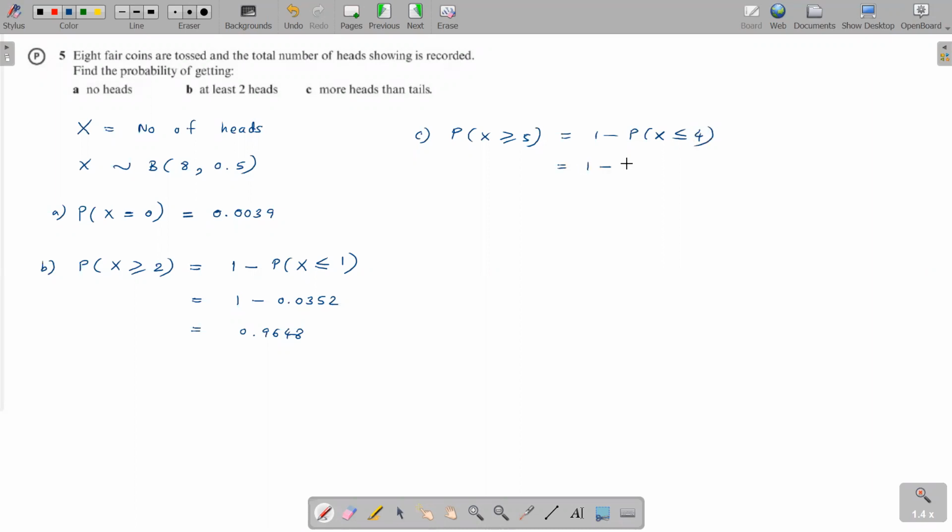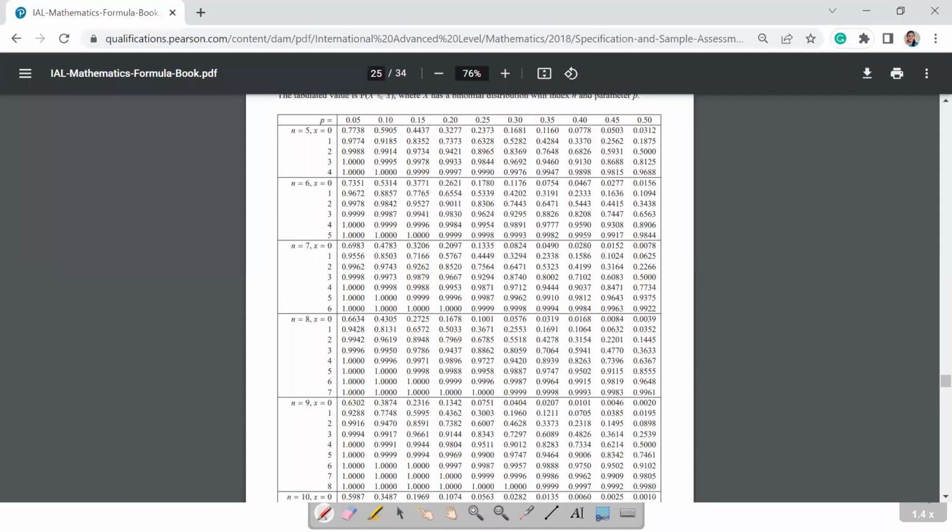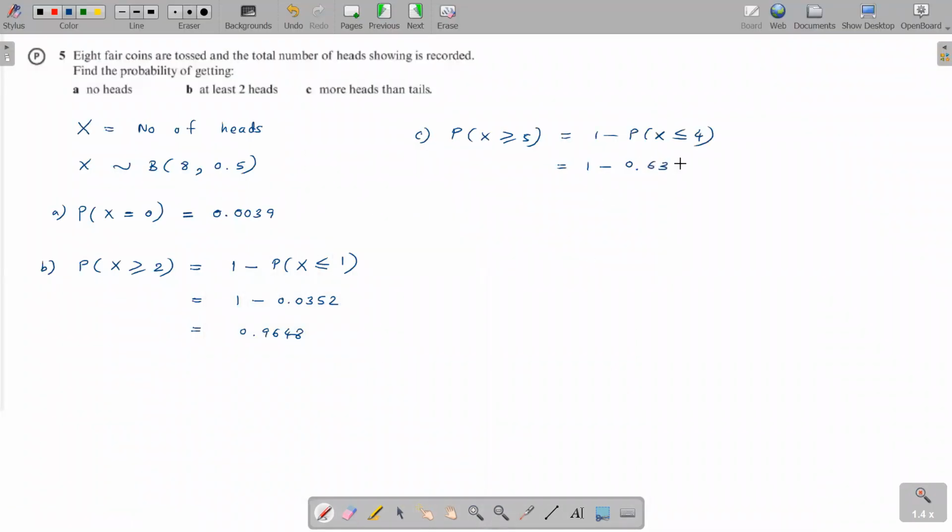Let's get the probability X is less than or equal to 4 from the probability table. What do we get? X less than or equal to 4 from N equal 8. I think the value here is 0.6367. Guys, do you agree? 0.6367. What's the answer? 0.3633. So guys, this is the answer. Is this clear? Okay.